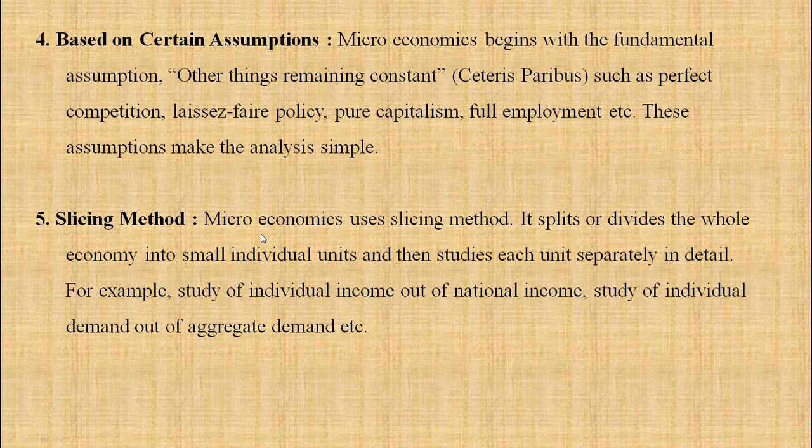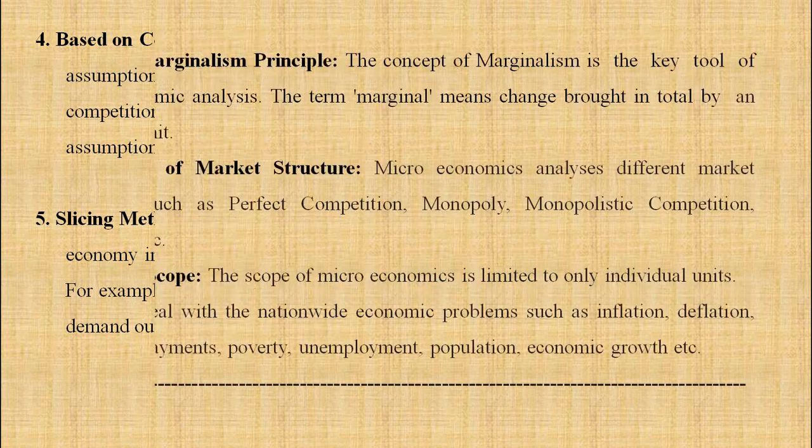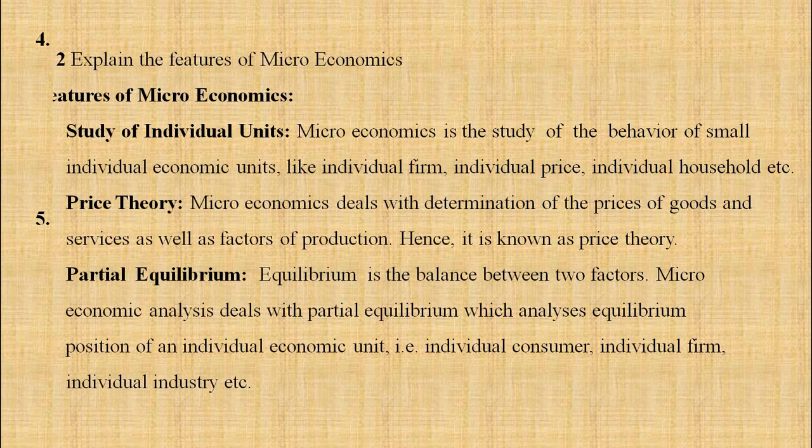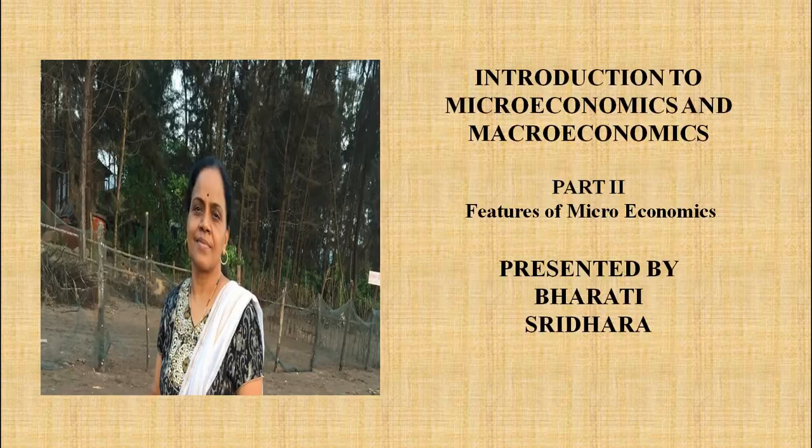Always remember, we say give me one slice of bread. That means we don't eat the full bread, we get only one slice. A slice is a small part, a small unit. So microeconomics splits and divides the whole economy into small individual units. Okay. And then marginalism, then analysis of market structure, and it has a limited scope. Here you have to give all the 8 points, and you have to explain every point in 1 or 2 sentences, the way I explained it to you.